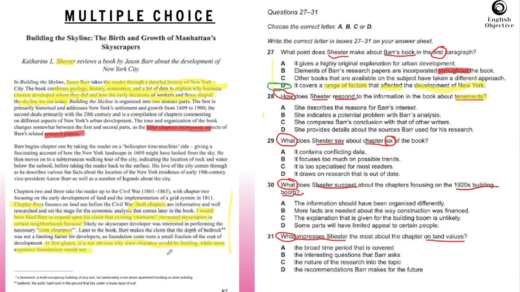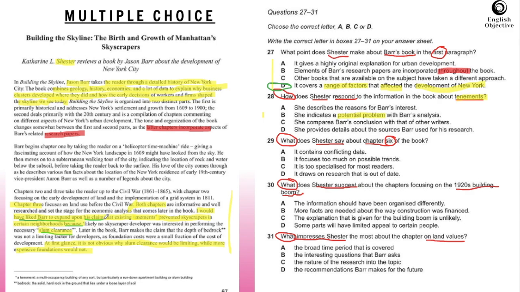Okay. So what I'm going to do now is read the options and see if anything stands out. A, she describes the reasons for Barr's interest. So actually not really. We don't know the interest on the tenements. She indicates a potential problem with Barr's analysis. Well, it could be a potential problem, something that she said he could have expanded more. She compares Barr's conclusion with that of other writers, so we don't have anything about other writers. She provides details about the sources Barr used for his research. Not really. So I think it's more about the problem and the reason of his claim.